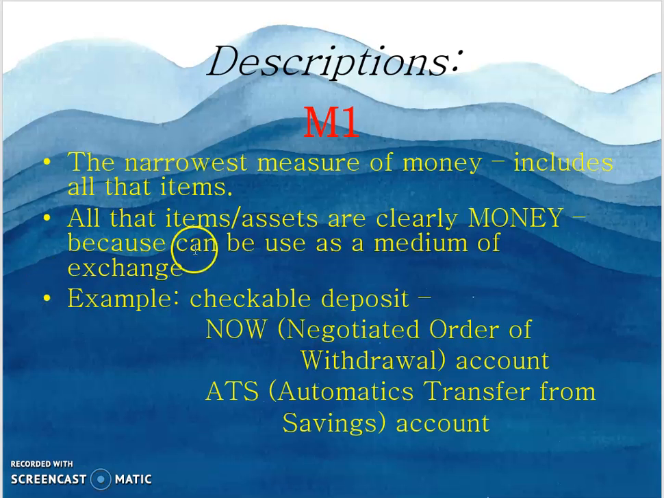So the description is M1, the narrowest measure of money, includes all the items mentioned. All the items or assets are clearly money because they can be used as a medium of exchange. For example, checkable deposits. There are two types of checkable deposit. The first one is NOW, negotiated order of withdrawal account, and ATS, automatic transfer from savings account.